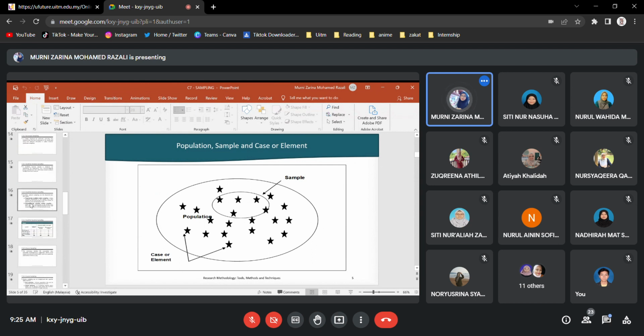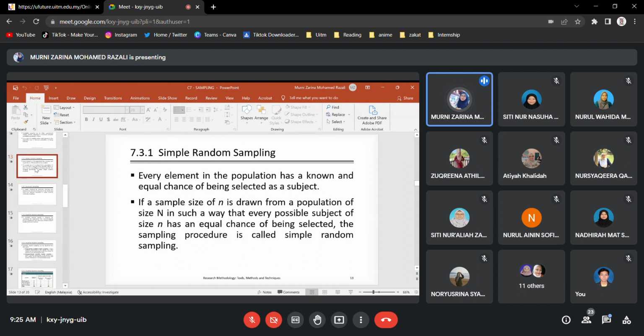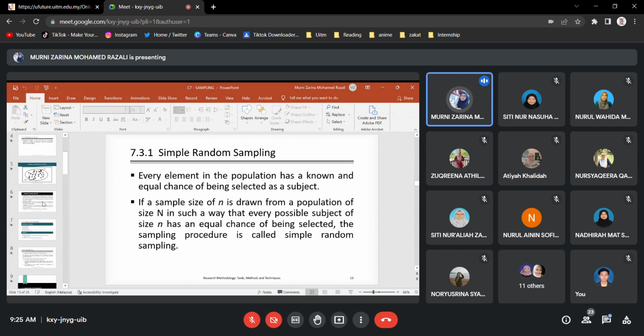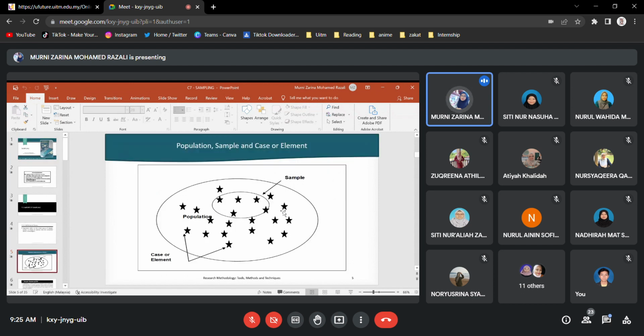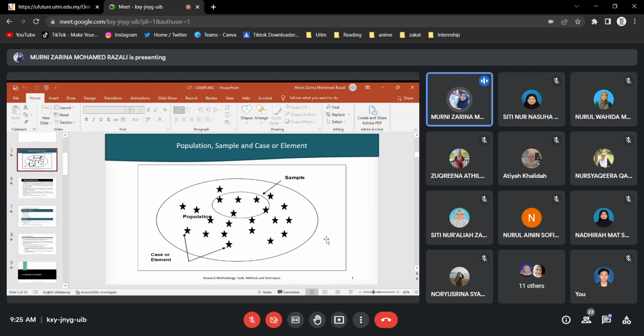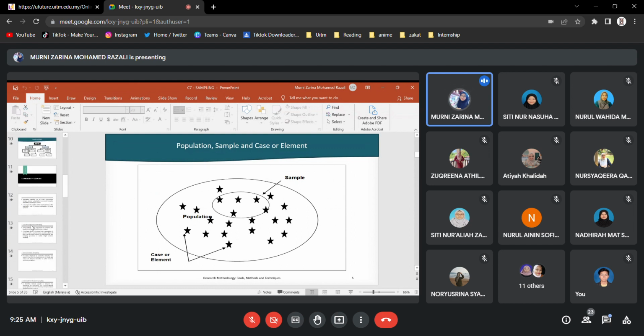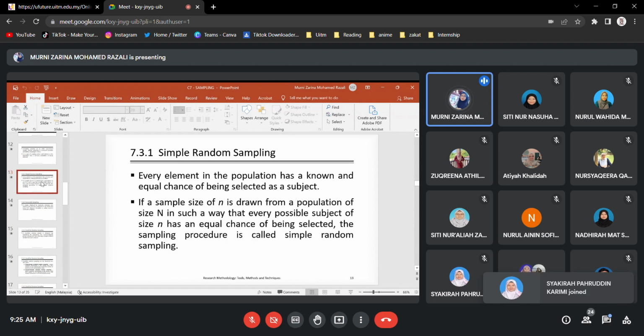Jadi macam mana kita boleh buat sama ada you gunakan simple random sampling. Okay, so simple random sampling, cara buat dia adalah, under simple random sampling ni, every element in the population has a known and equal chance of being selected. Maknanya you tahu ni, semua orang dalam ni you tahu, ni siapa, you dah tahu dah. Alright, and then mereka ni semua mesti ada peluang untuk jadi you punya sample.